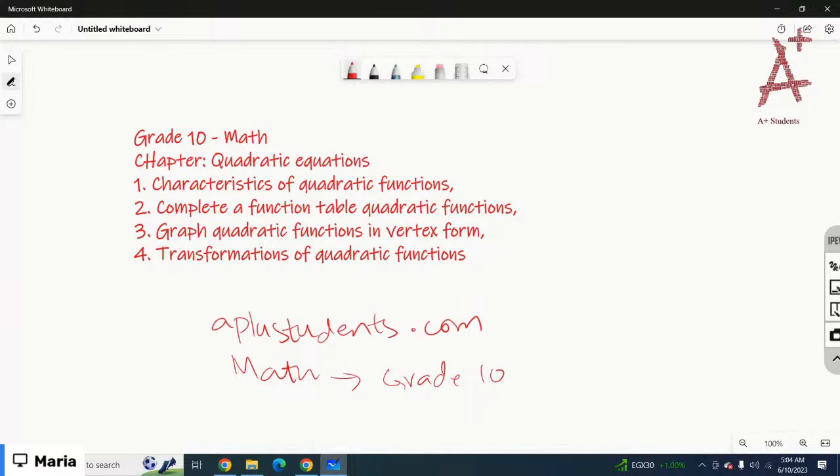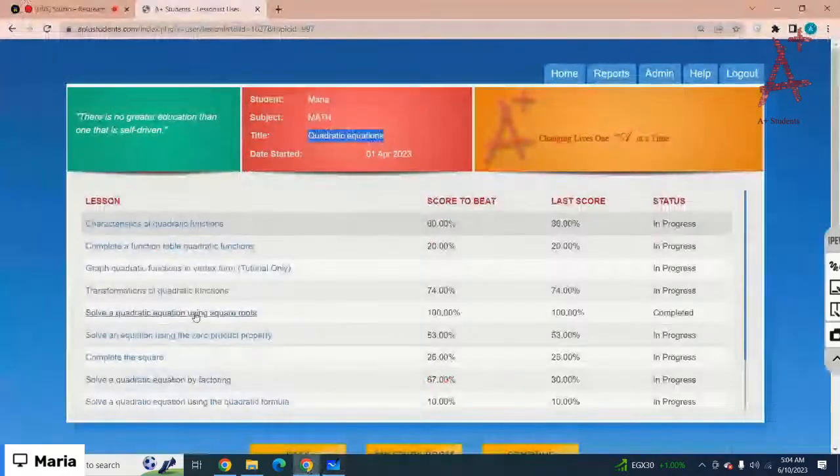So let's just start with the chapter quadratic equations, and the lessons we're going to cover today are characteristics of quadratic functions, complete a function table, quadratic functions, graph quadratic functions in vertex form, and transformations of quadratic functions. So let's just start with the first lesson. So here I'm on grade 10 maths. The chapter we're working on is quadratic equations, and the lesson we're going to start with is characteristics of quadratic functions.